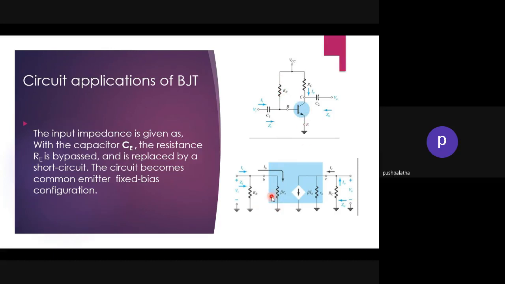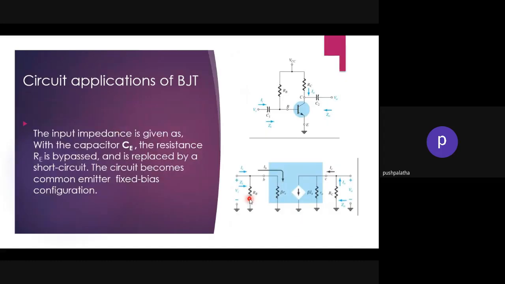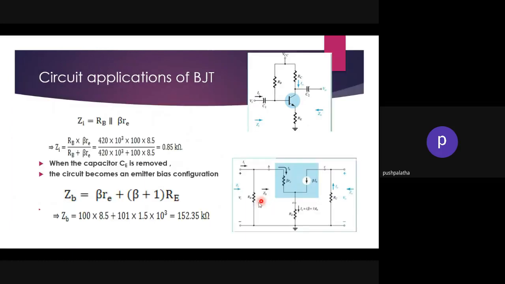Now, what is happening to the input impedance for this circuit? Now your ZA equals RB parallel to beta times RE. Now your input impedance I have marked here. ZA equals RB parallel to beta times RE. Clear? So we resolve this. We will get ZA equals RB parallel to beta times RE.